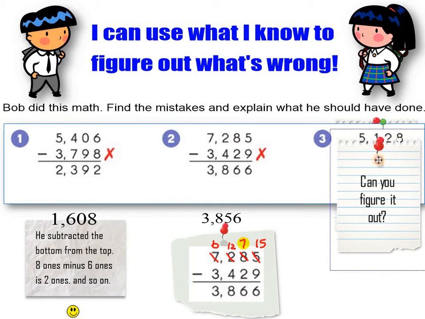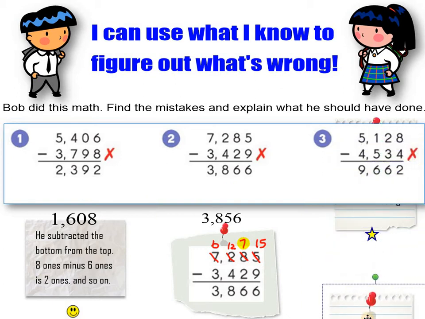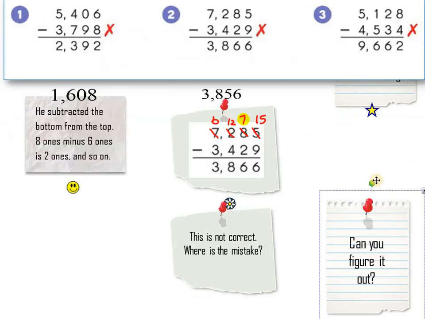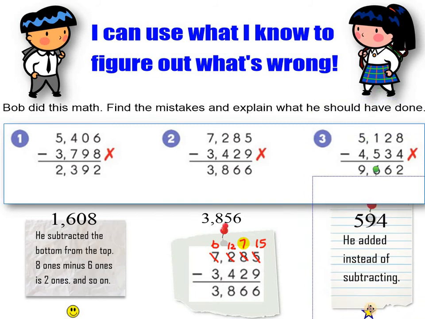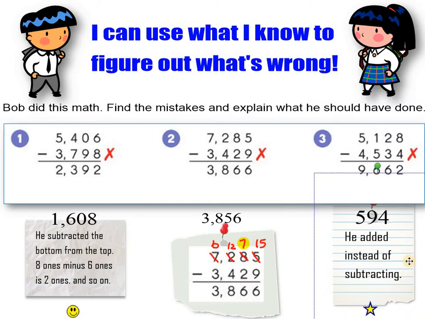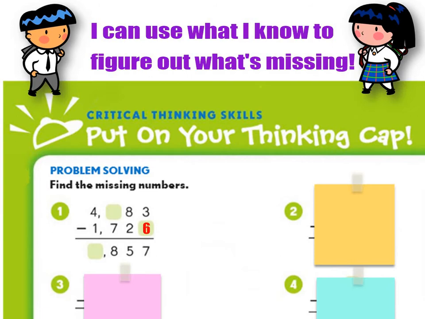Let's work on number 3. Press pause. Come back when you're ready to check the answer. Okay, here's the answer. I'm just trying to move it. Here we go. The correct answer is 594, and I hope that you figured out that Bob added instead of subtracting. Okay, let's go to the next page.